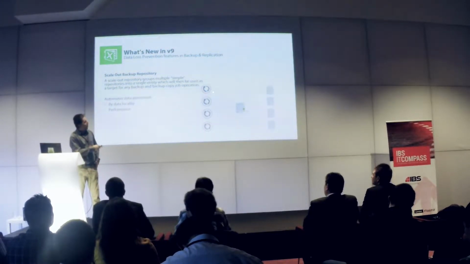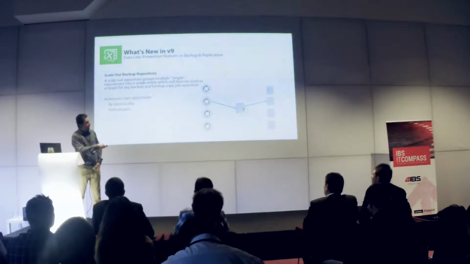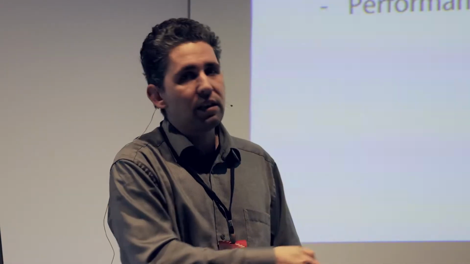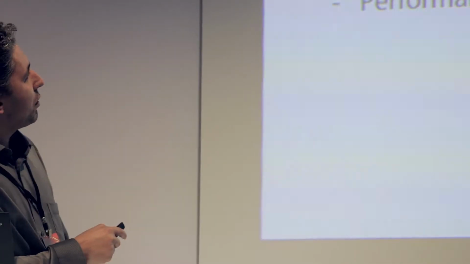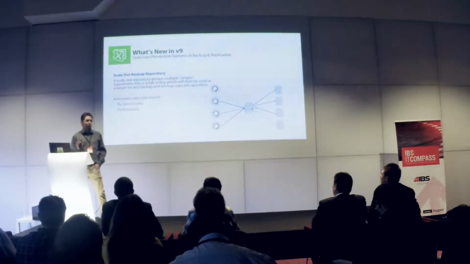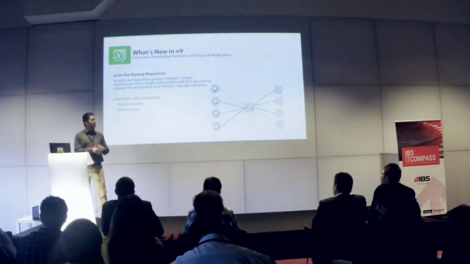So with this, what we can do is basically to put all the backup jobs using this scale-out backup repository, and in the backend set a policy for how these extents are going to be used. We have two options available: one is based on data locality and one is performance. Just want to give you a couple of ideas how these policies get applied.